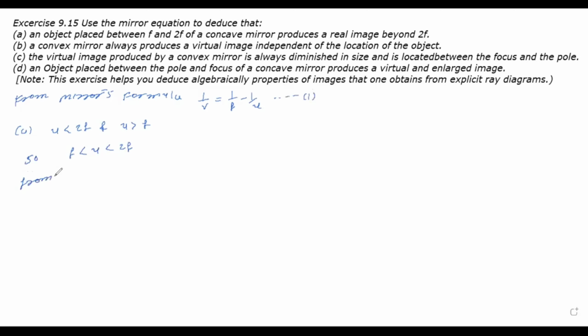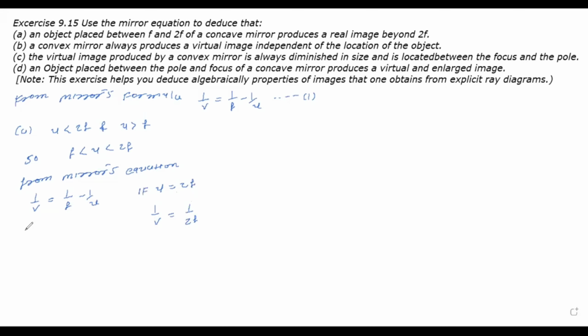So from the mirror equation, we can say 1 over v is equal to 1 over f minus 1 over u. Here you can see that this u is less than 2f. If I take u equal to 2f, for example, then in that case 1 over v becomes 1 over 2f. But here you can see that u is less than 2f.